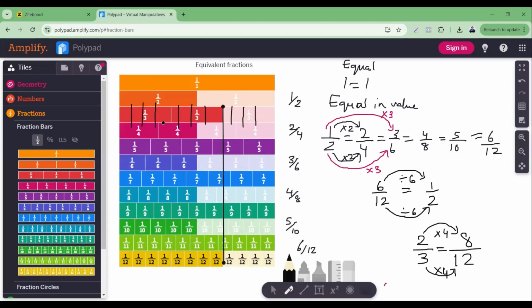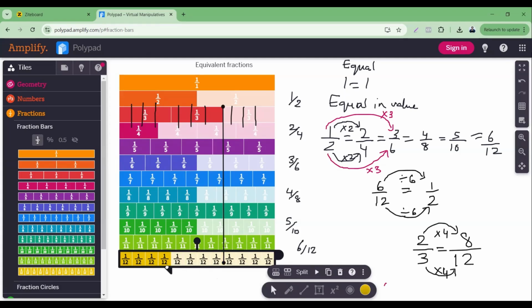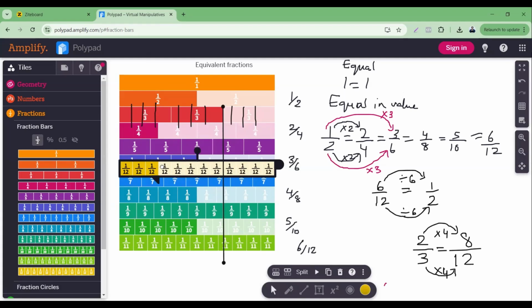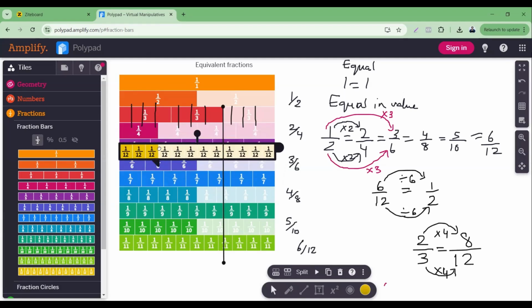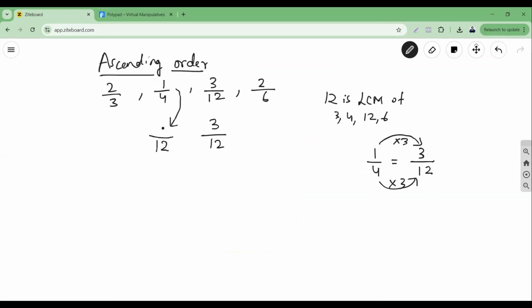Let's see here. 1/4 and 3/12. Let's compare only these two. Look at that. The colored section is exactly the same in length. So 1/4 is equal to 3/12. That means in the place of 1/4, I can write 3/12.